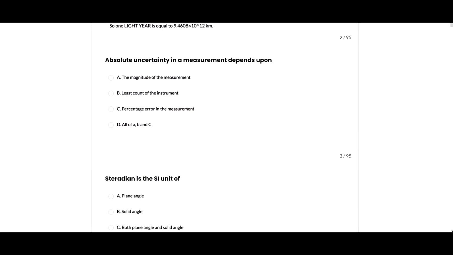The next MCQ is here. Absolute uncertainty in a measurement depends upon. Very simple question, it always depends upon the least count of the instrument. Must remember, absolute uncertainty in a measurement depends upon the least count of the instrument. So here B option is correct.